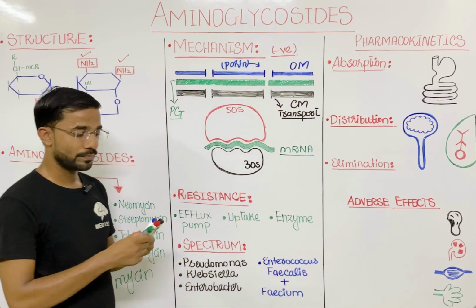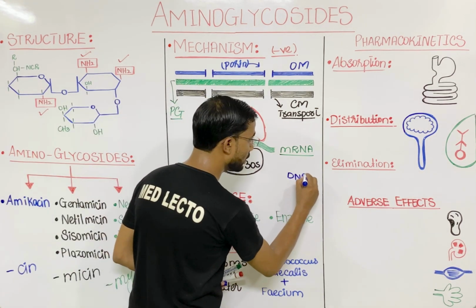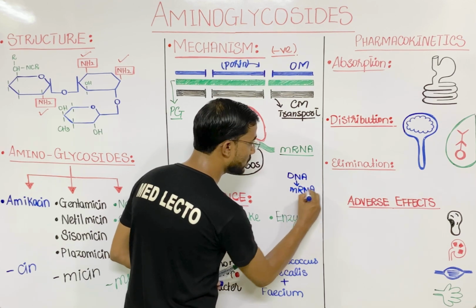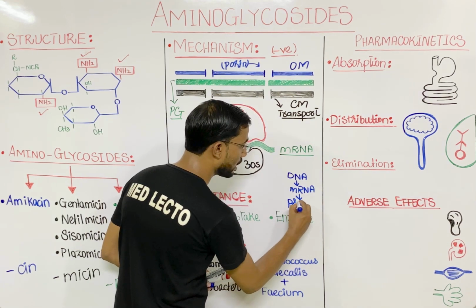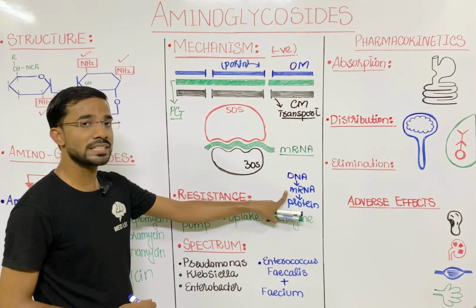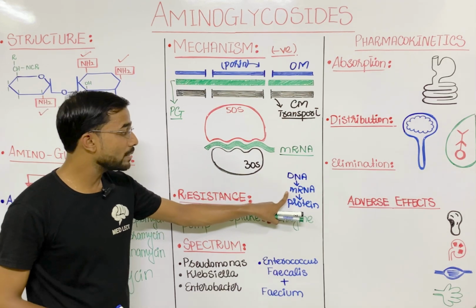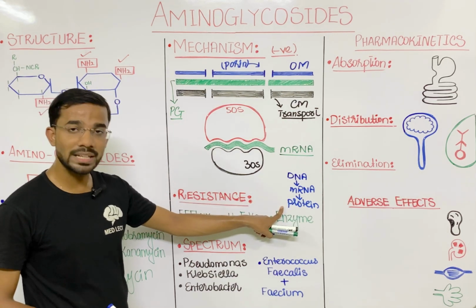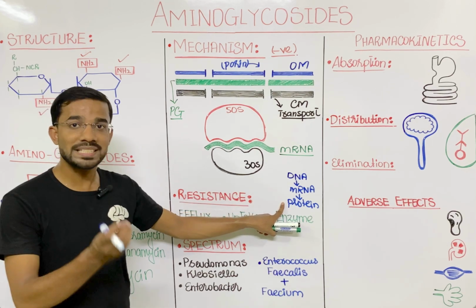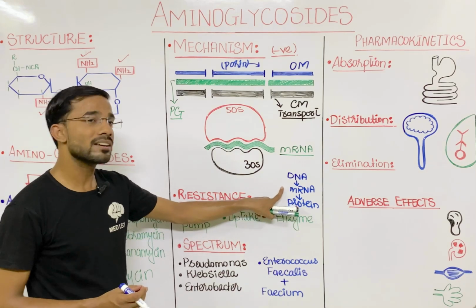So basically, from the DNA, you will see the formation of the messenger RNA. From the messenger RNA, you will see the synthesis of the protein. From the DNA to the messenger RNA, that process is actually called the transcription process. From the messenger RNA to the protein synthesis, that process is actually called the translation process. So basically, aminoglycoside plays its role in the translation process.